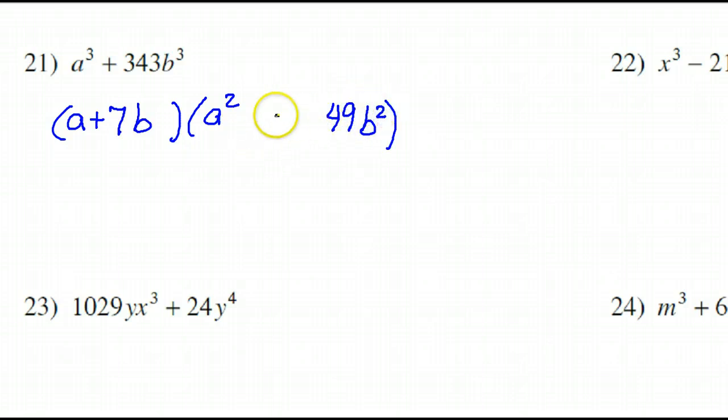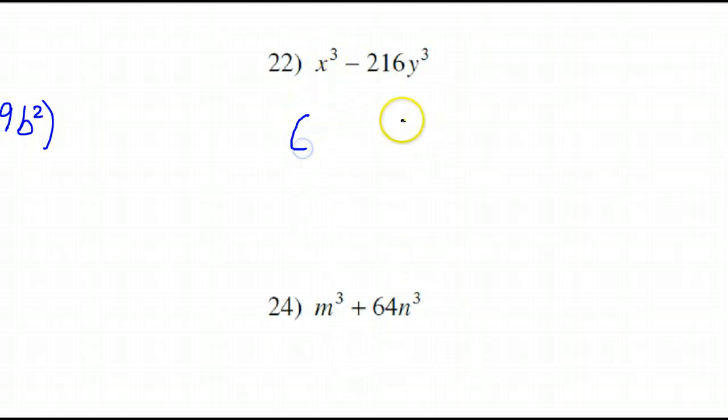The middle, put a little plus there. Always plus. If I multiply these, that's what goes in the middle. So this will be 7ab. And then we need the opposite sign, so minus 7ab. That's 21.